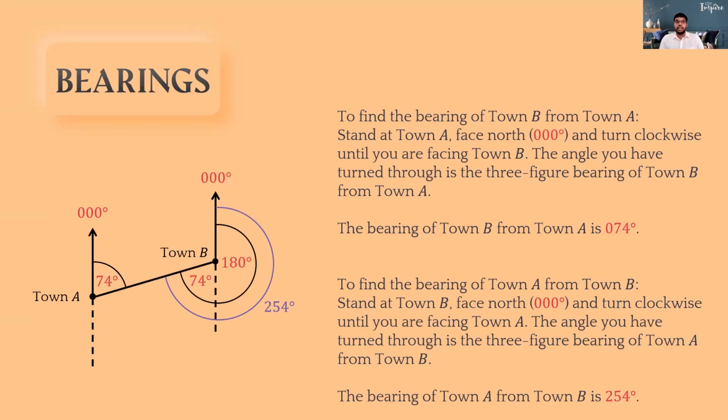So what did we learn? The bearing of town B from town A is 74 degrees. The bearing of town A from town B is 254 degrees, right? Okay, so children, is this clear? Is this example clear? Can I get some replies?